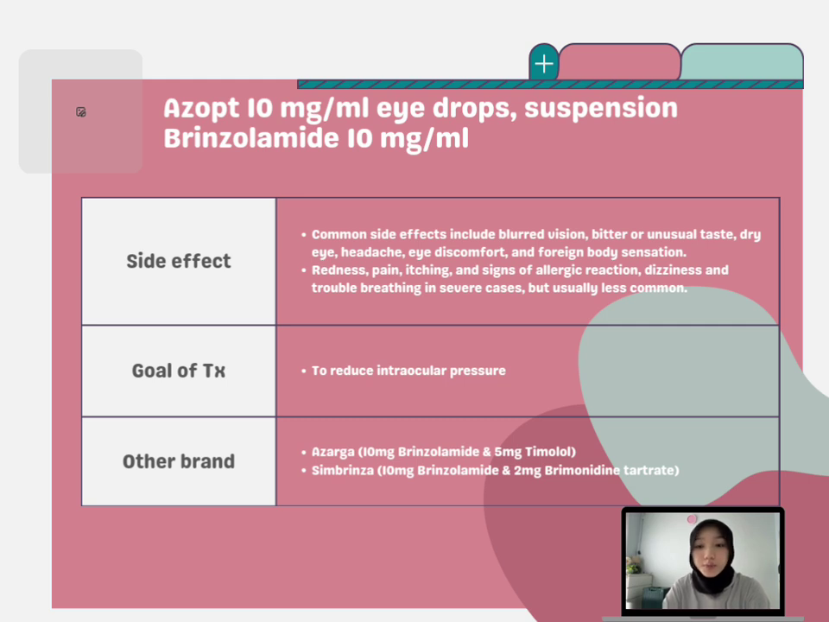Common side effects include blurry vision, bitter or unusual taste, dry eye, headache, eye discomfort, and foreign body sensation. In severe cases, there could be redness, pain, itching, and signs of allergic reaction, dizziness, and trouble in breathing, but it's usually less common. The primary goal of treatment is to reduce the intraocular pressure. Other brands are also available, such as Azarga, which is a combination of brinzolamide and timolol, and Simbrinza, which is a combination of brinzolamide and brimonidine tartrate.